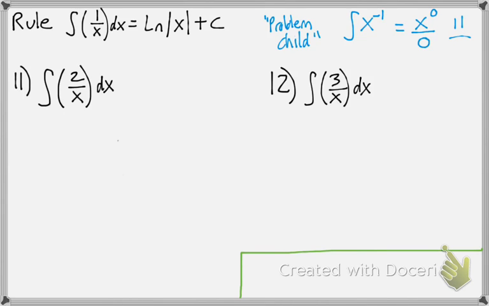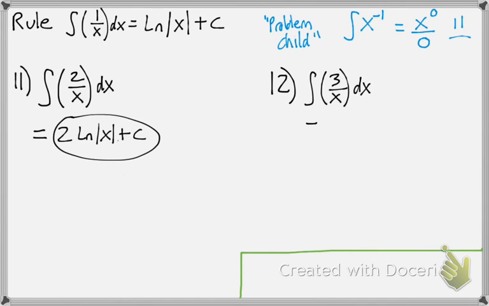So for number 11, we have 2 over x. All that 2 is going to do is just be in front of the ln. So 2 ln of x plus c. And the 3, all that's going to do is just be the 3 in front of the ln of x plus c.